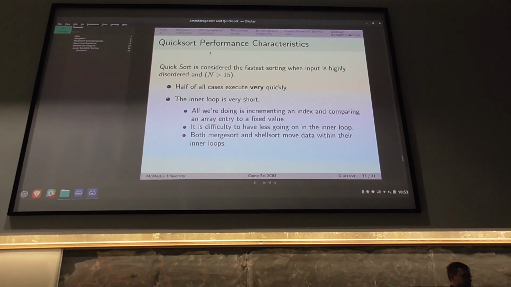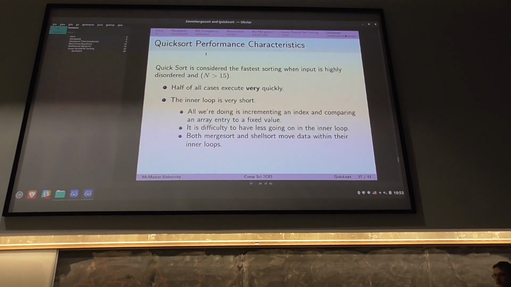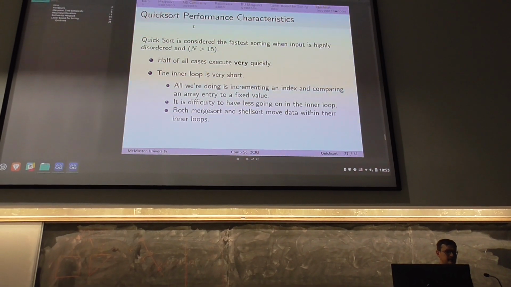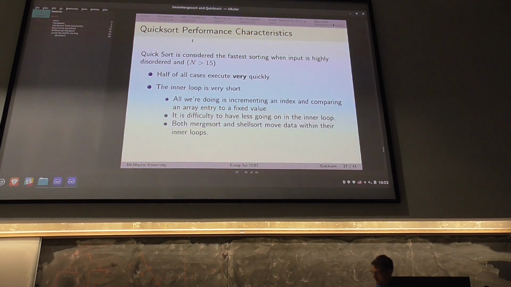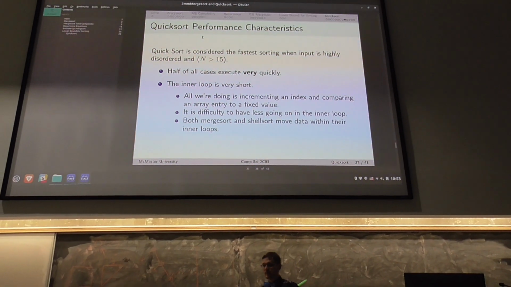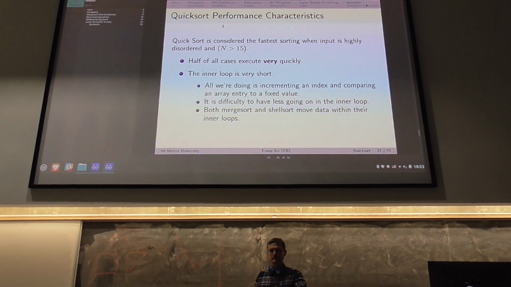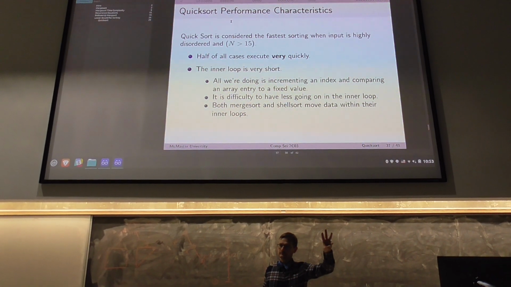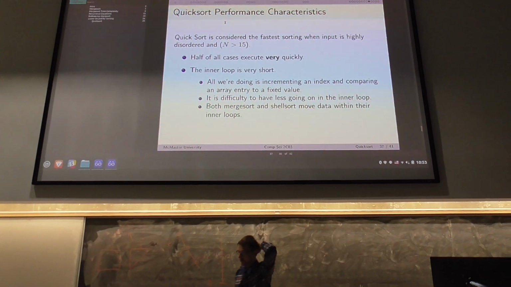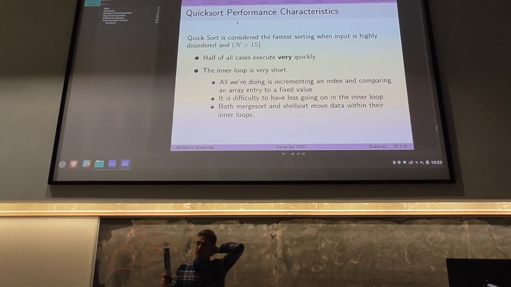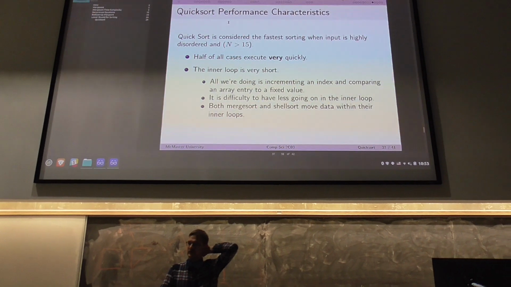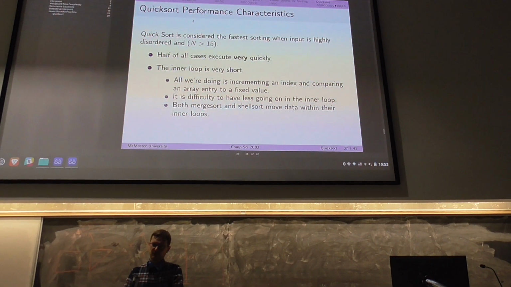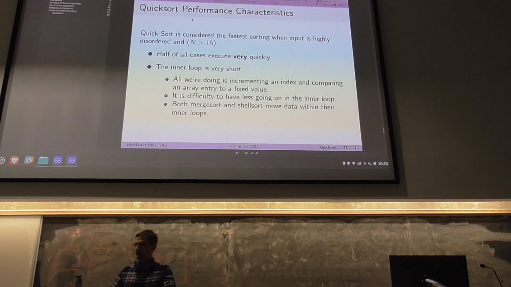Half of all cases in quicksort execute very quickly. The inner loop of quicksort is very, very short. Part of this is its shortness relative to merge sort and, what's the other one, shell sort. Both merge sort and shell sort require a long series of copy operations in the inner loop before they start merging or performing insertion sort over that smaller array.